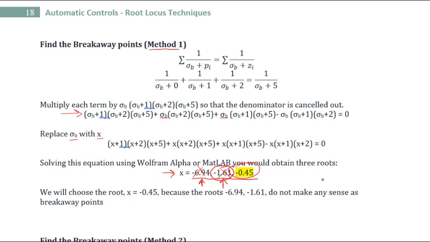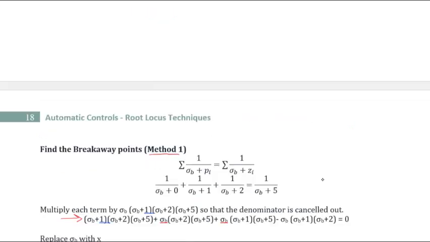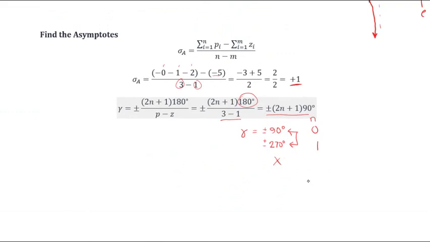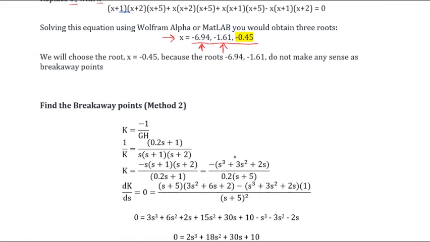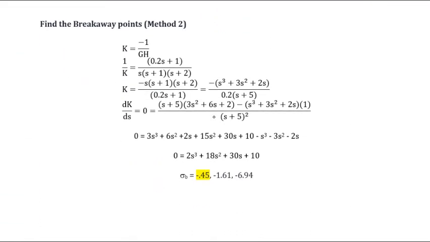A lot of work that I've kind of skipped here. I didn't really show all my work because I've done it a couple times, and it's just algebra. Everybody in here ought to be able to solve for sigma sub b and use Wolfram Alpha or MATLAB to calculate those things. So that's method one. So let's look at method two.